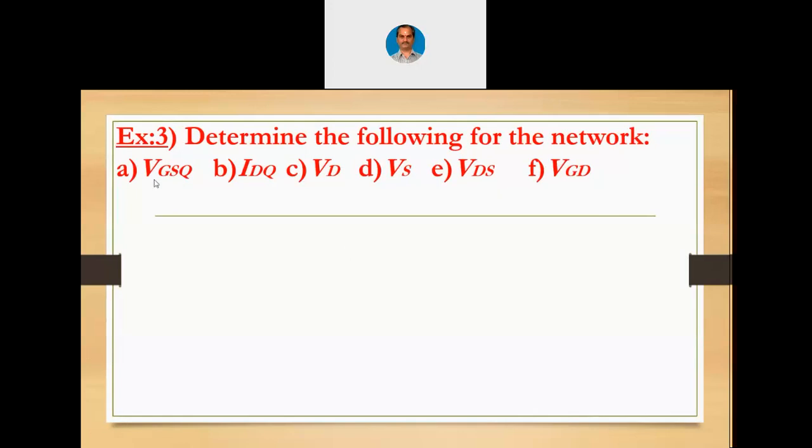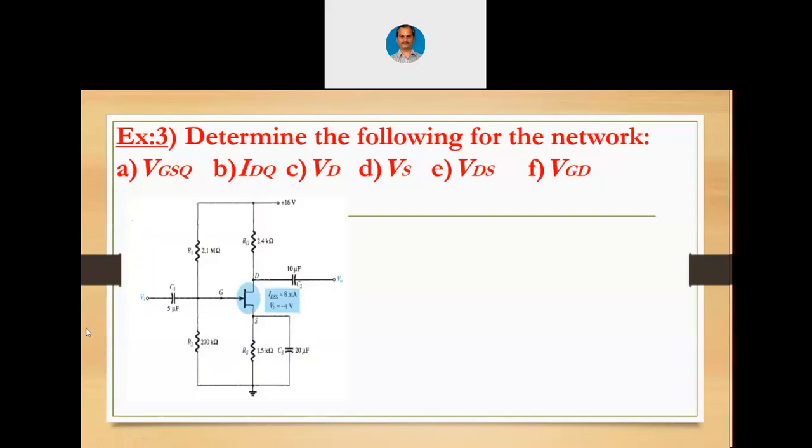Now determine the following for the network: VGSQ, IDQ, VD, VS, VDS and VGD. Once you find ID, you will always be able to find out all other things. This is the circuit diagram. Now find out VG. You already have IDSS equals 8 milliampere, VP equals minus 4 volts. Quickly plot the transfer curve. Can you tell me the transfer curve's 2 points? Already 2 points you will be knowing. In the x-axis and the y-axis you will be knowing the 2 points. That is IDSS and VP itself. IDSS in y-axis, VP in x-axis.